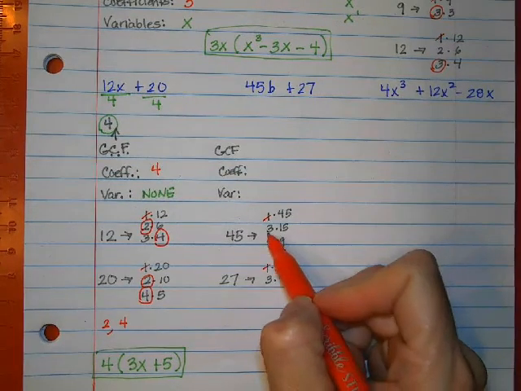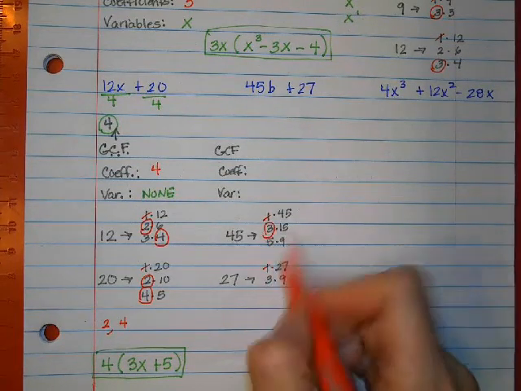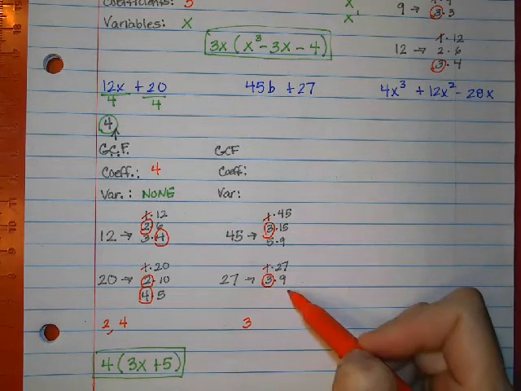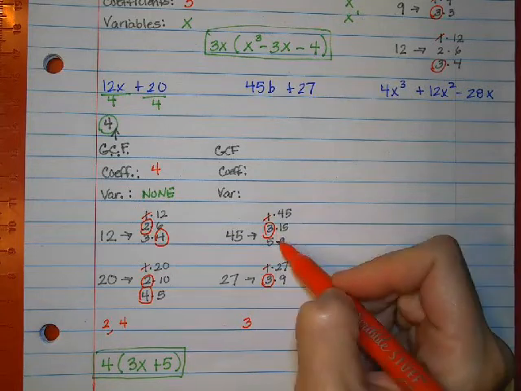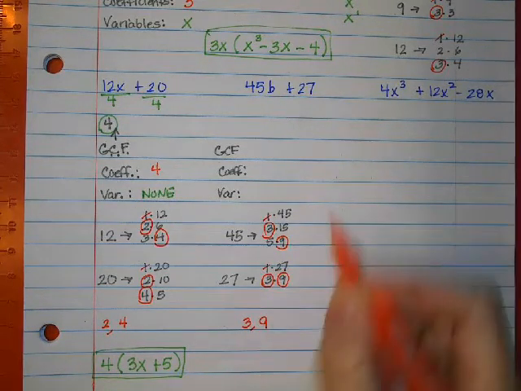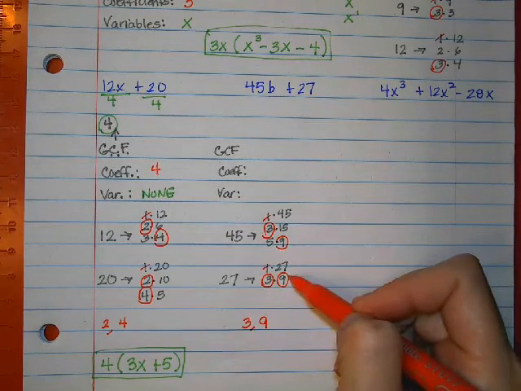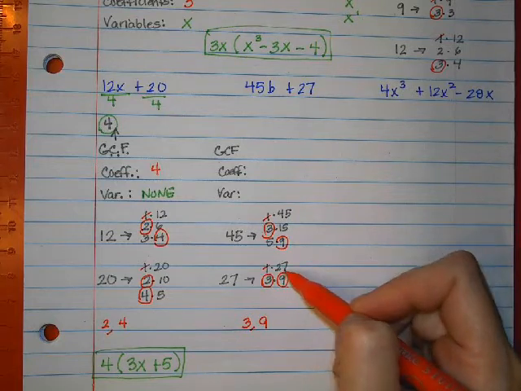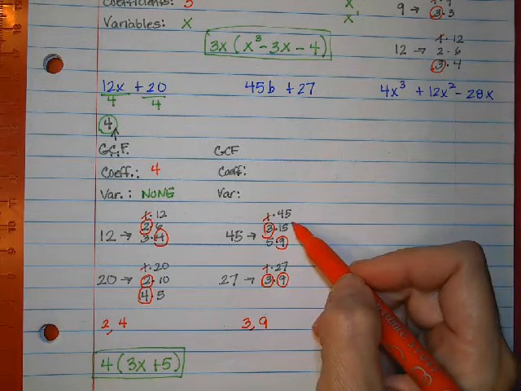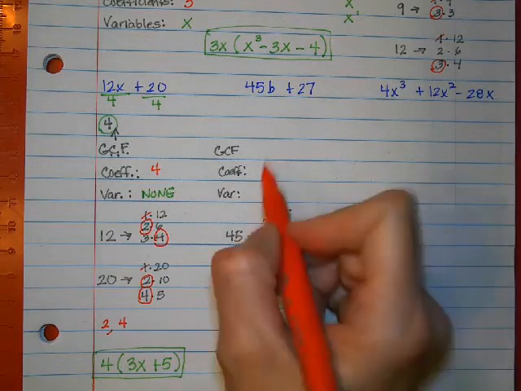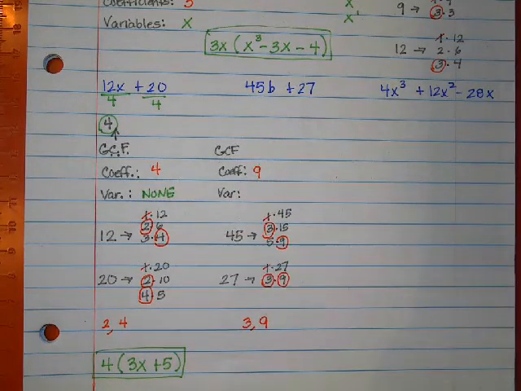So 45 has a 3 and 27 has a 3. So that's one factor they have in common, so 3. 45 has a 5, but 27 doesn't. 45 has a 9, and so does 27. 45 has 15, but 27 doesn't. 45 has a 45, but 27 doesn't, and 27 has a 27, but 45 does not. So the only factors they have in common are 3 and 9. Which is greater, 3 or 9? Correct, so 9. So 9 is our coefficient GCF.